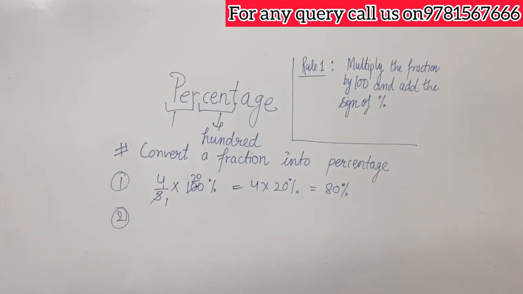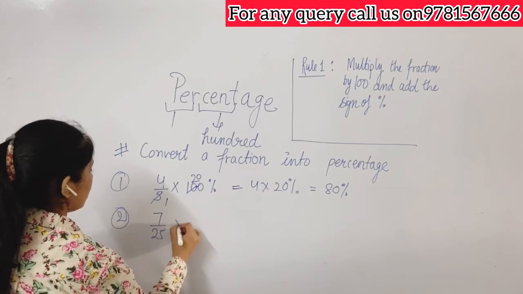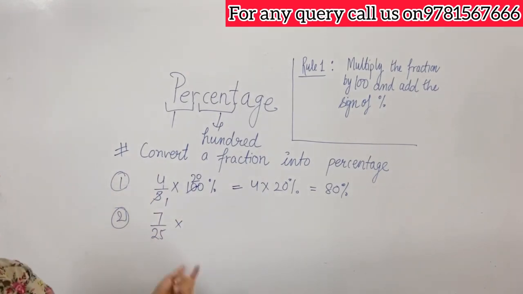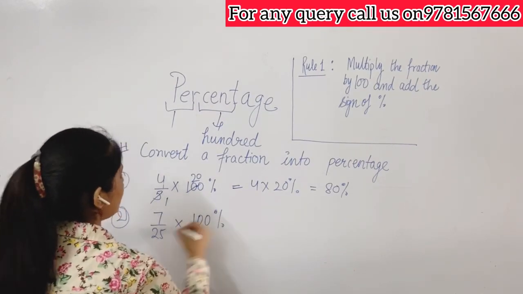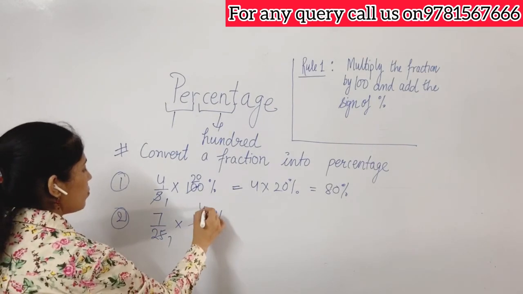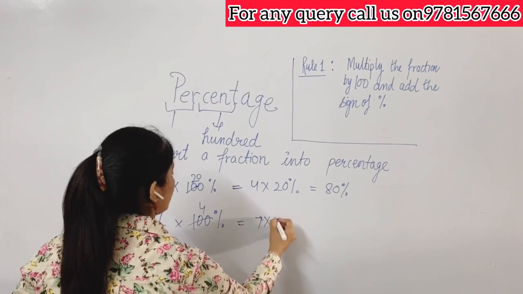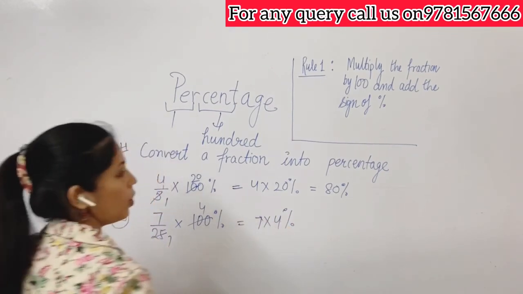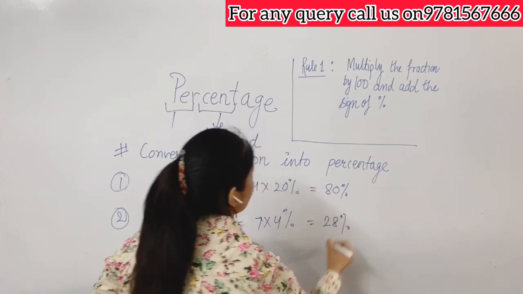Let's take the question from your book now, exercise 8.1, question number 4, 7 upon 25. So what is the rule? Multiply it by 100 and add the sign of percent. Now 25 ones are 25, 25 fours are 100. What is the answer here? 7. Don't forget to write each and every step. Okay, 7 fours are 28, 28%.